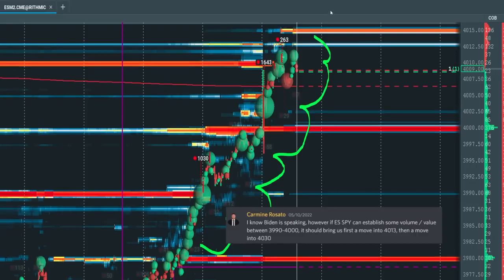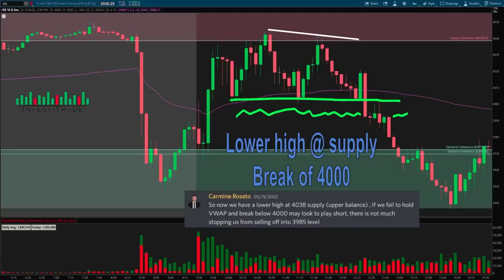But this is the type of buying you want to see if you are playing a breakout or if you're trading on the same side as buyers. This is the exact type of action that you want to see. Now, here we have a lower high at supply and a break of 4,000. This is another nice setup.